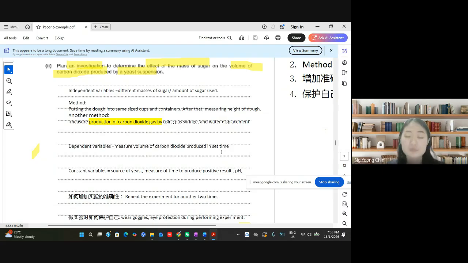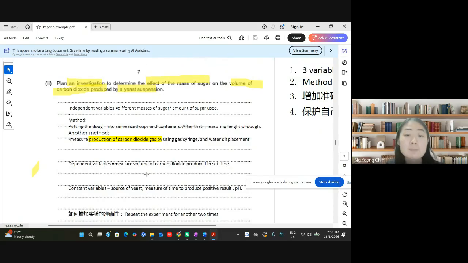And then the constant variable refers to how you should use the same type or same source of yeast. Okay, and then you can also say you can use the same type of sugar, which is brown sugar or white sugar, fix your sugar. Measure of time to produce a specific result. Okay, this is also known as a constant variable because you use the same time frame, which means the experiment must be measured after 40 minutes or after 1 hour. So in 10 minutes, you need to measure the result, and then stop it.